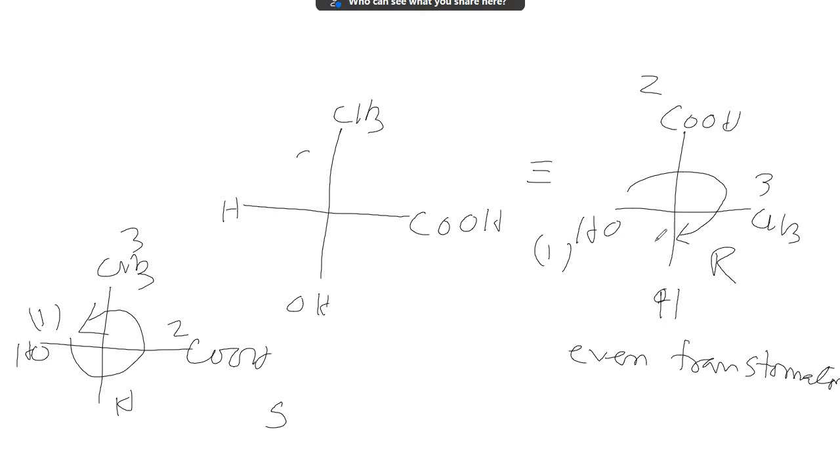Because in this case two equivalent transformations were done. So the original compound is R. After two transformations it becomes R, and after one transformation it will be S. So these two are optical isomers. So 1, 2, 3.